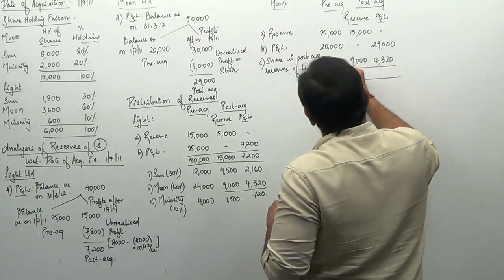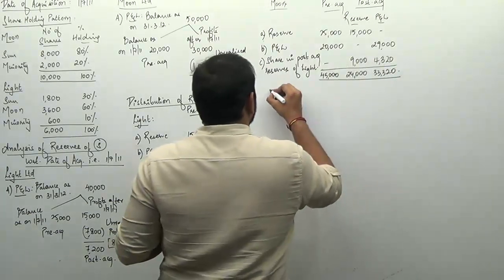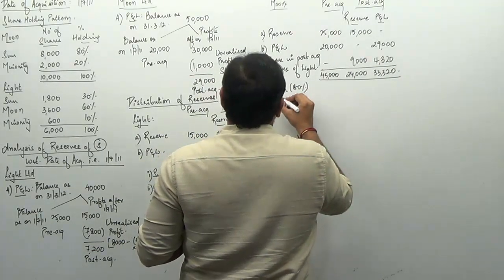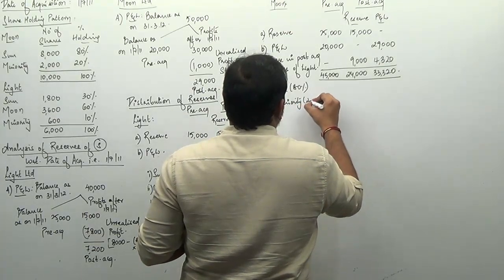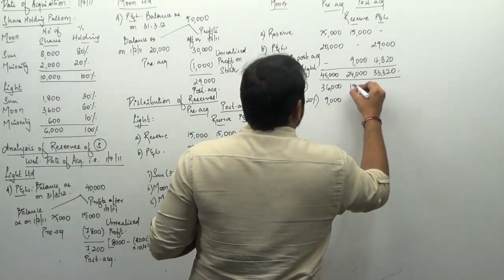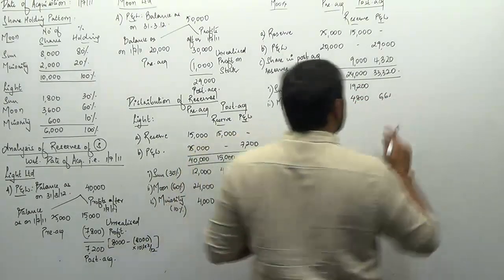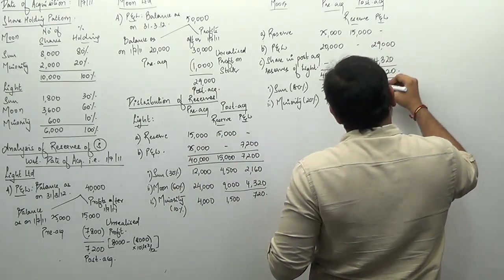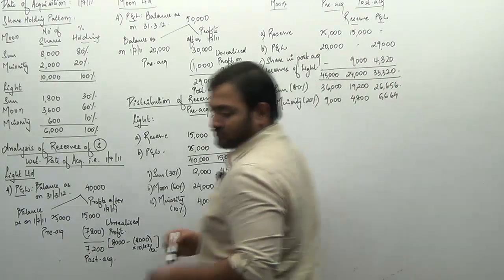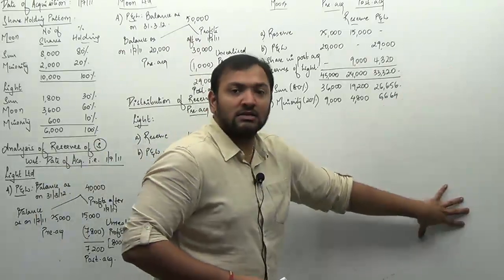Add it up. 45,000, 24,000, 33,320. Split. Distribute to minority and Sun Limited. Sun 80%, minority 20%. 36,000 and 9,200 and 4,800. 6,646. Three working notes: cost of control, minority interest, reserves for CBS, close.